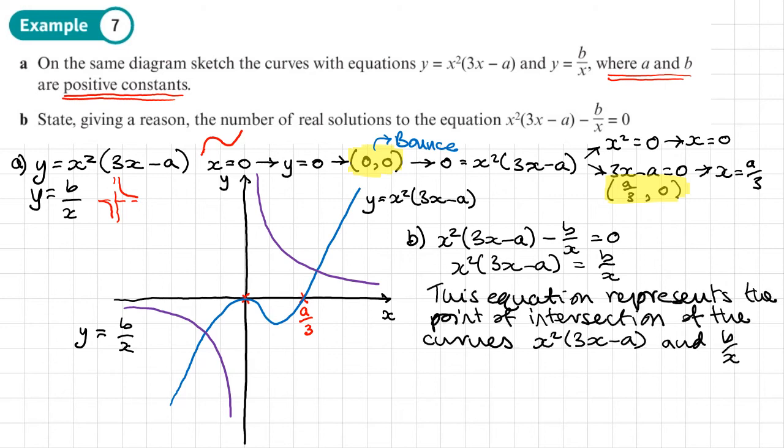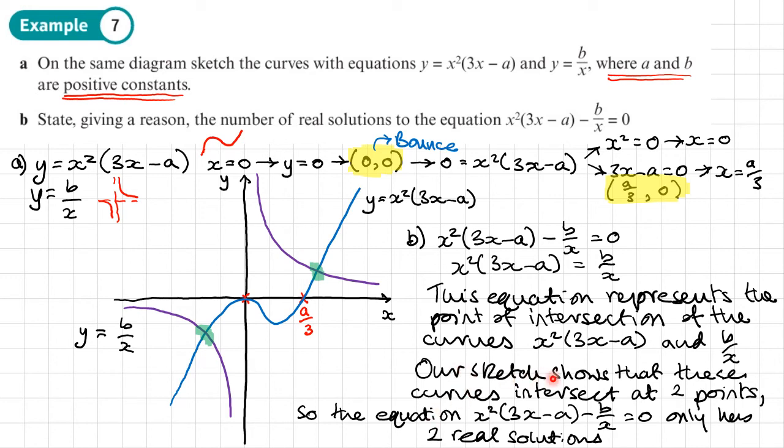So we'll just write this down. Okay, so we've put that down. So we can see from our graph that there are only 2 points of intersection. You see one here and one here. So that means that this equation here has only got 2 real solutions. So we'll write that down.